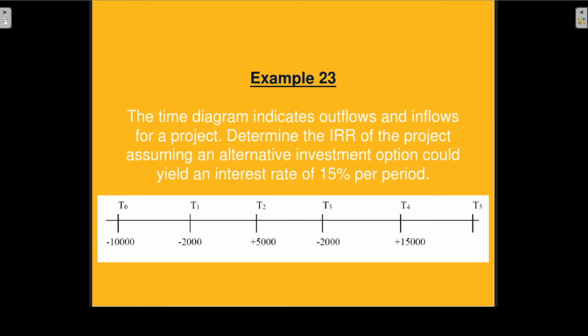So here we have the same time diagram that indicates the outflows and inflows for a project, and we want to determine the internal rate of return of the project, assuming an alternative investment option could yield an interest rate of 15% per period. So to find the internal rate of return, we now set our net present value equal to 0. So that's my negative 10,000, my outflow of 10,000.